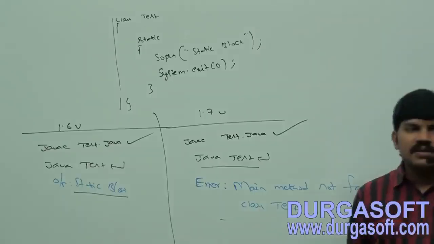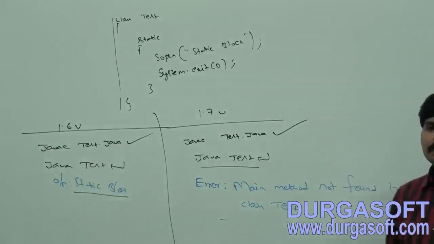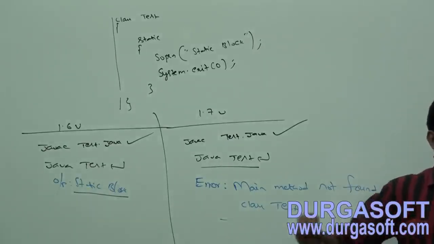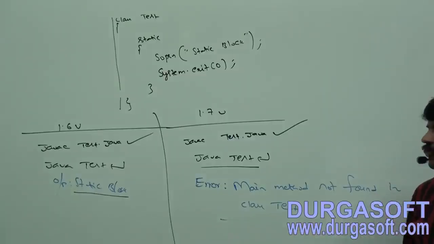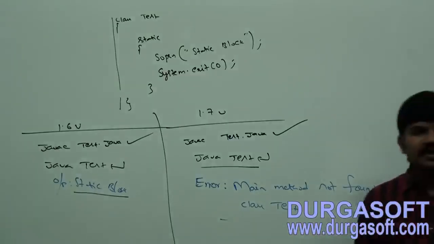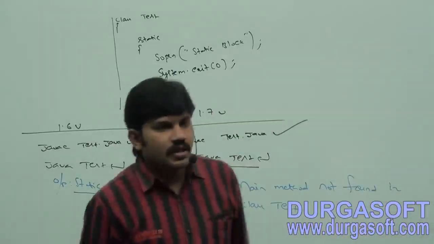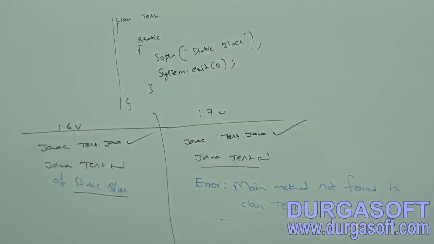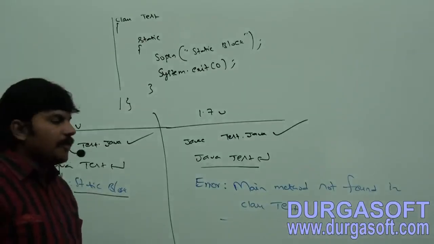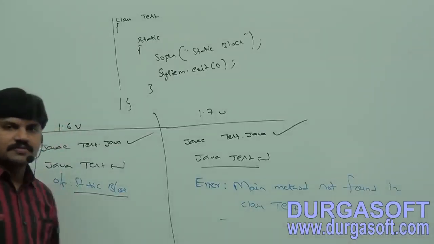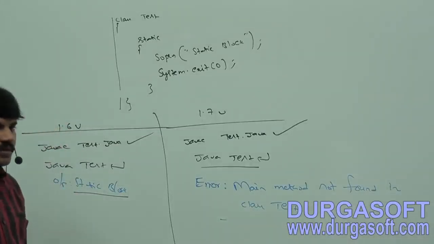So from the 1.7 version onwards, the main method is mandatory. From 1.7 onwards, the main method is mandatory to run a program, or to start program execution. Okay, completed. This is the small enhancement which came in the 1.7 version.